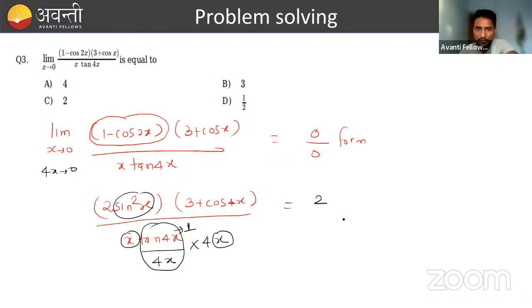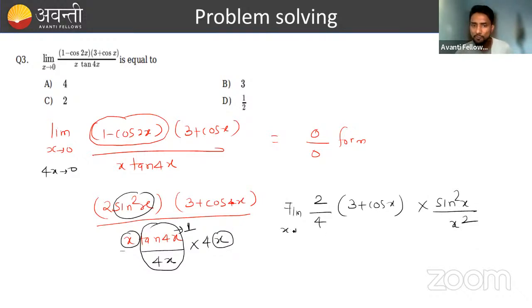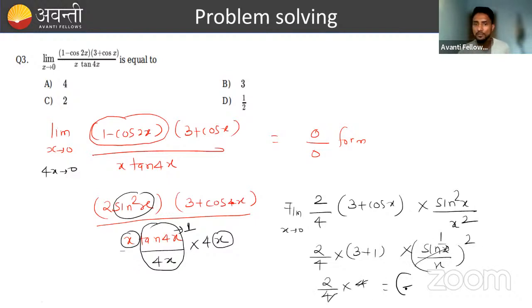Now this is sin square x, and here there is x and x. So I can write 2, and this 4 I can also write, and this is 3 plus cos x, and here it will be sin square x divided by x square, because of this x and this x. Now this is not a problem, because if I put x tending to 0 as a limit, it will be 2 by 4, and this is 3 plus cos 0, which is 4, and then this is sin x by x whole square, which equals 1. So 1 whole square is 1 only, and this is 2 by 4 into 4, so 4 cancels out. The answer is 2 only. Right, guys?